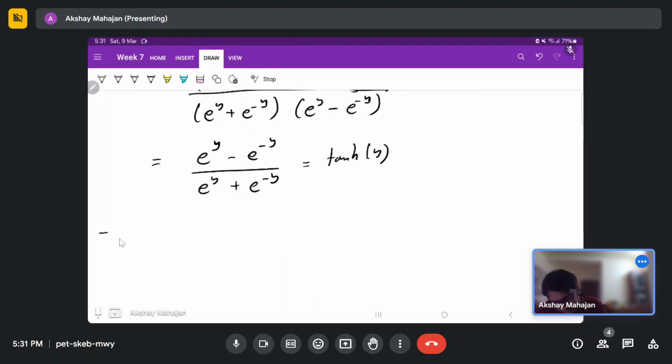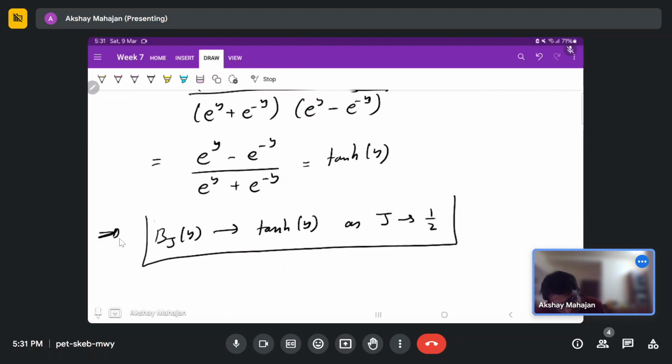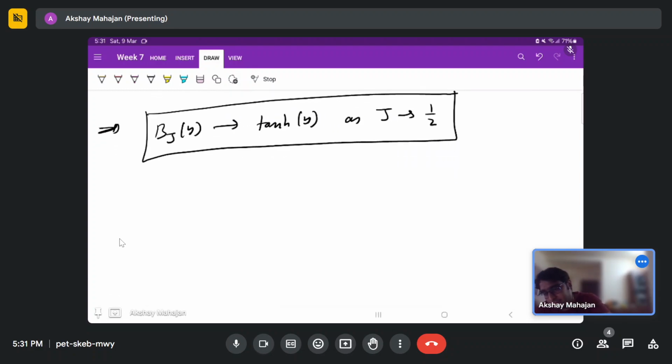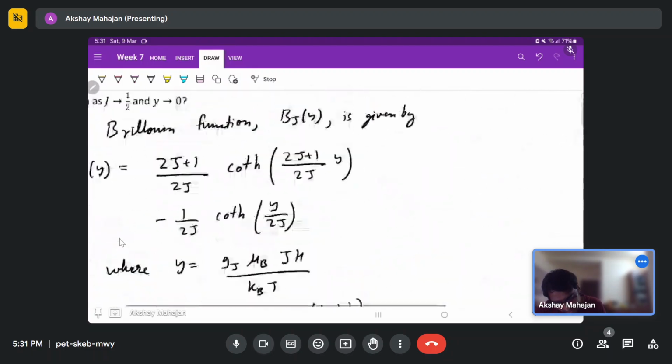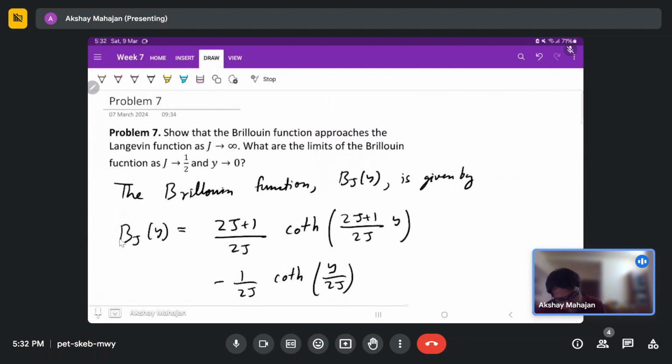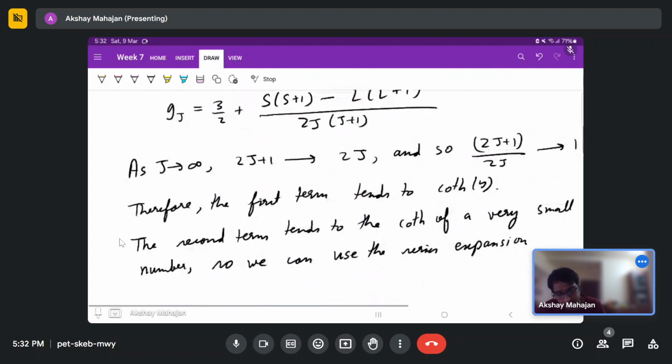Alright, therefore b_j of y, where tanh y as j tends towards infinity goes to tanh y, and we have calculated it as well. Right, so this we already know. Now the last part: we have to find the limit as j tends to a half, and then we also find the limit as y tends towards 0.